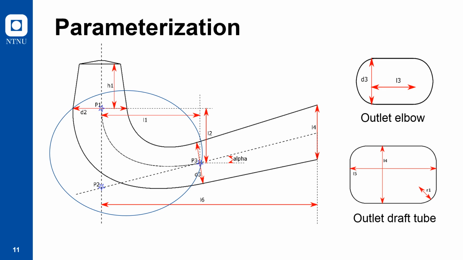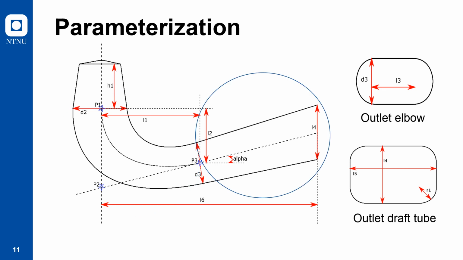The cross-section area is gradually changed from circular at the inlet of the elbow to rectangular with two bowed sides at the outlet of the elbow. The last part of the draft tube, also called the exit diffuser, is constructed with gradually divergent cross-sections into a rectangular outlet area with bent corners.